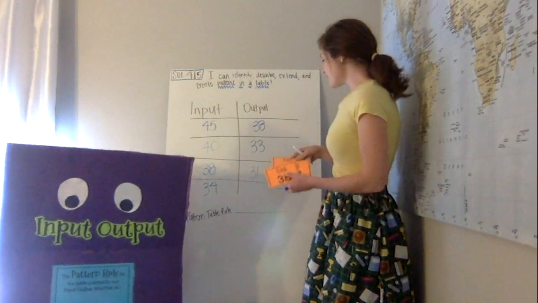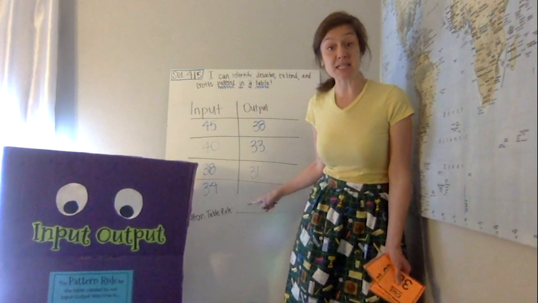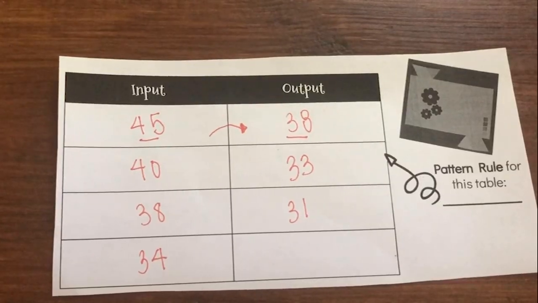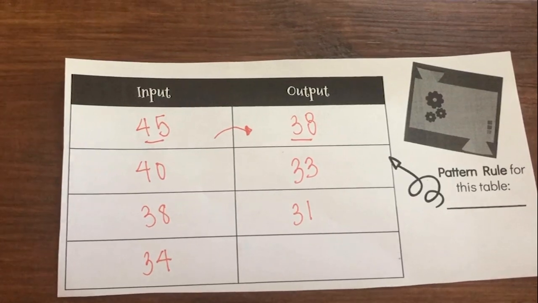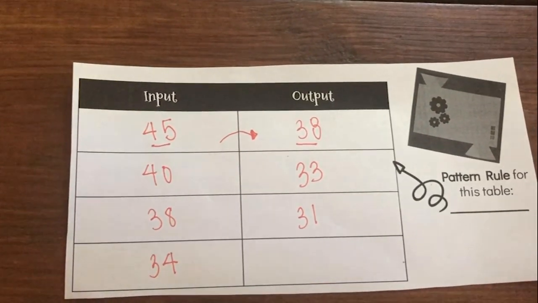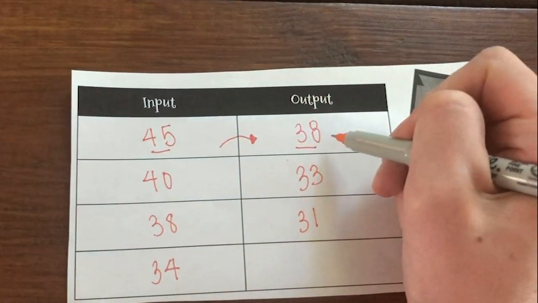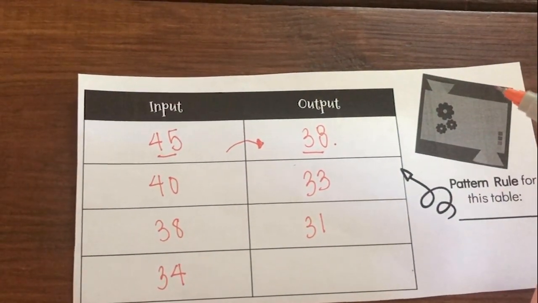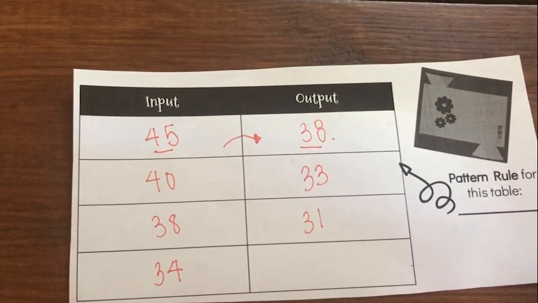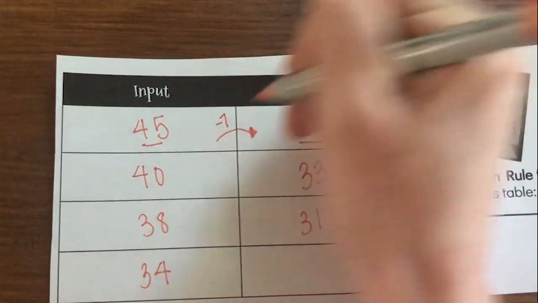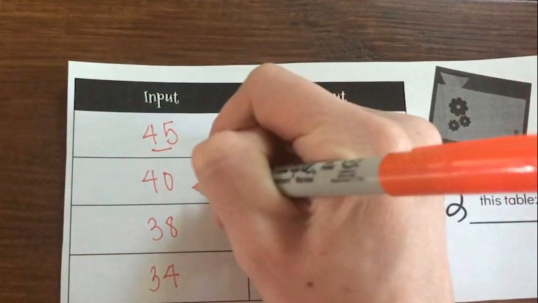Ooh, as mathematicians, in order to find the missing piece in this table, we have to identify that pattern rule. So, from 45 to 38, we know we saw a decrease there. So I can think about the difference between these two numbers. So 45, back 5 plus 2. 45 minus 7 would give me a difference of 38. Let's see if a subtract 7 rule would work all the way down.